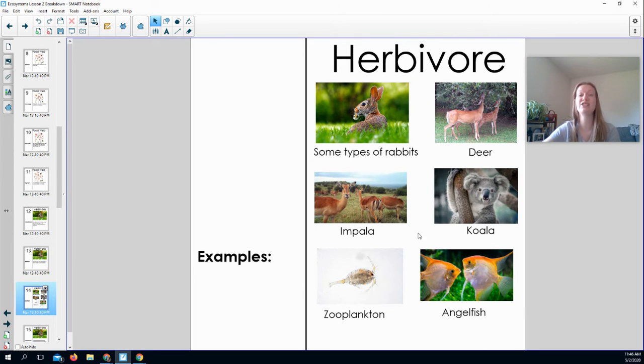And zooplankton are different than the phytoplankton that we previously mentioned in another breakdown. Zooplankton are like the little microscopic living animals of most bodies of water, while phytoplankton are the microscopic little plants of most bodies of water.